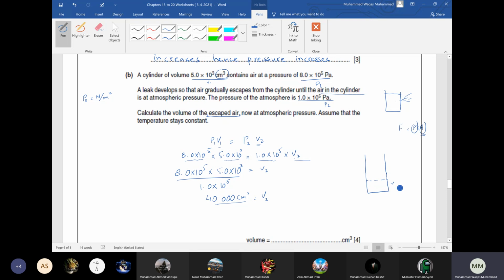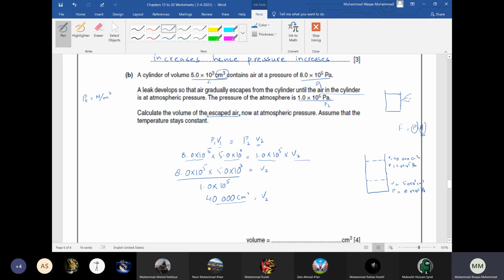So beta, here the volume is 5.0 times 10 to the power 3 cubic centimeter, and at this the pressure is 8.0 times 10 to the power 5 Pascal, right? Now beta, this 40,000 means that if we increase the volume of the gas, so its volume now becomes 40,000 cubic centimeter, its pressure would be 1.0 times 10 to the power 5 Pascal, right? This is what 40,000 means, without any change of mass. Getting my point or not?